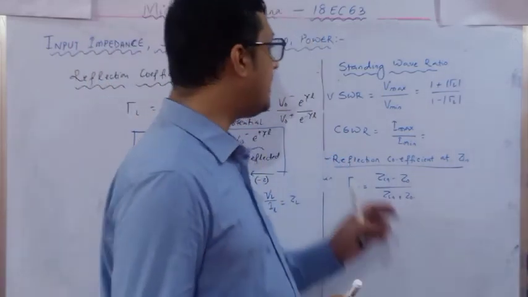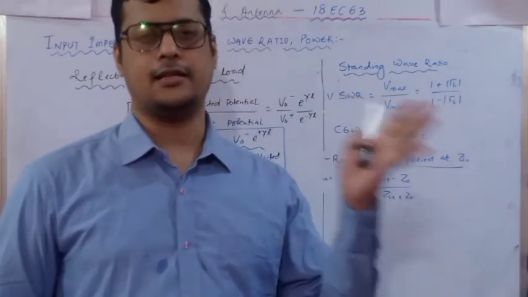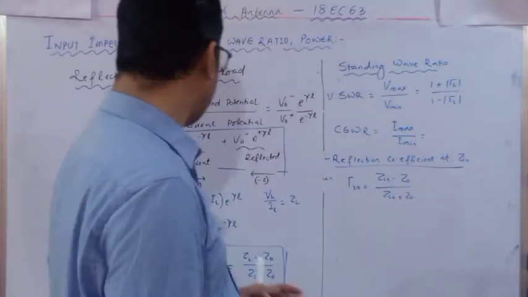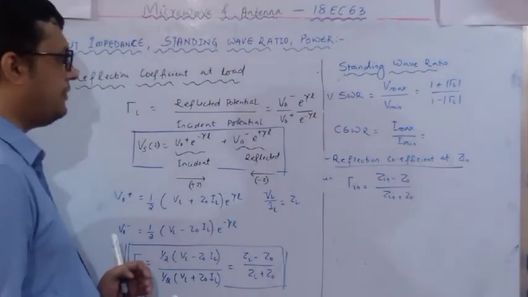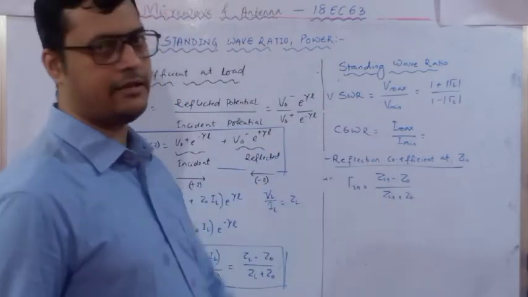So these are the small relations through which we can identify our various other relations depending upon the nature of lines. So this is my reflection coefficient at load, reflection coefficient at input end, and the standing wave ratio.